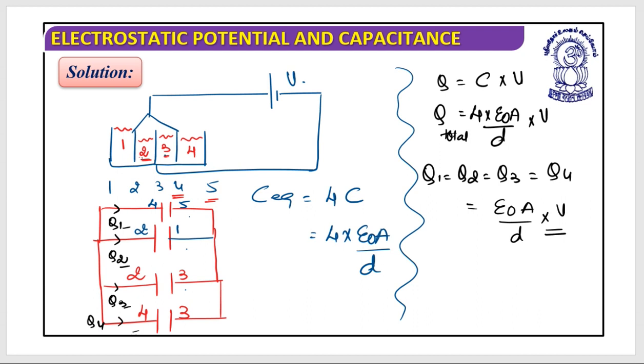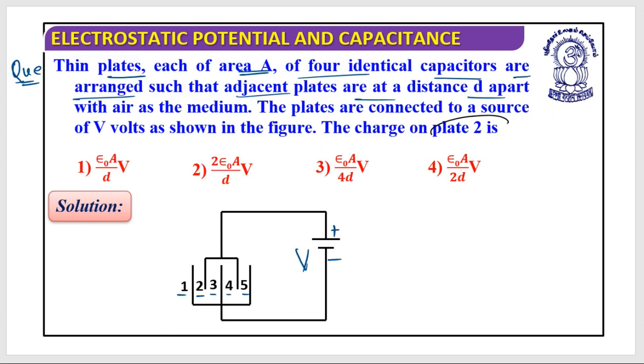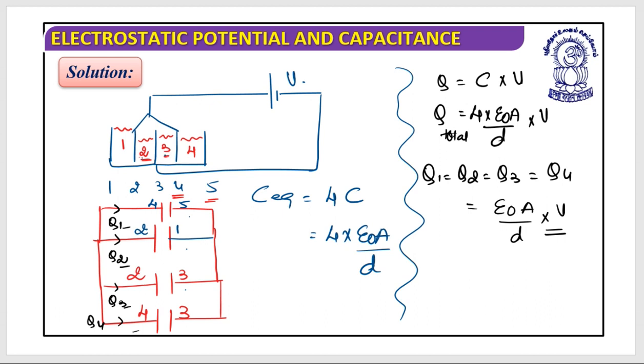Now what do you need to find out? You need to find out the charge on plate 2. Where is plate number 2? Here it is, plate number 2. Both times it has been connected with the positive polarity. So the charge that arrives is Q2 plus Q3, which should be equal to 2 epsilon naught A by D multiplied by V.